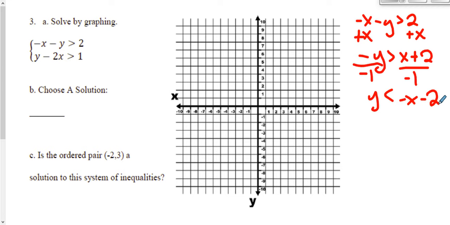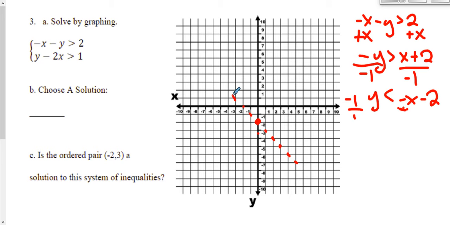Now I have my slope-intercept form. I can see that my intercept is negative 2. I can graph that. And I can see my slope is this negative in front of x, which is the number negative 1 over an invisible 1. So that means I have to go down 1 to the right 1 to find my next point. So down 1 over 1 for my points here.